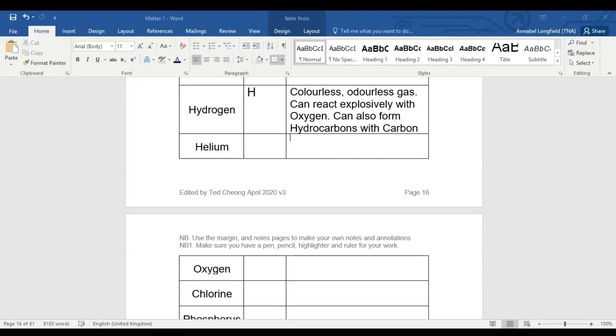Next we will be looking at oxygen, so again make sure that you are filling in your table with the symbol and then the properties, looking at the colour, how it reacts and the state that it is at room temperature.